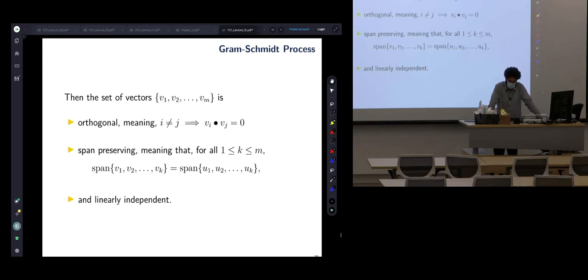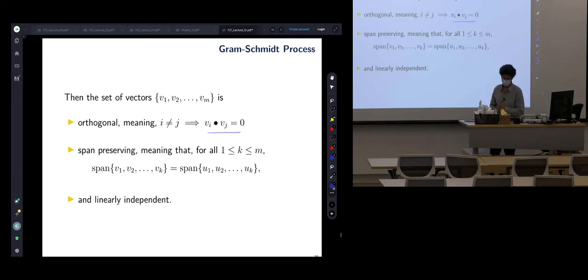So the set of vectors V1 to Vm, as the output of the Gram-Schmidt process, are orthogonal. That means after that process that I tried to explain using a figure, but you can show that algebraically, every pair of them, their dot product is 0. Okay?